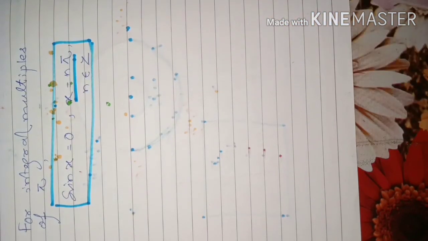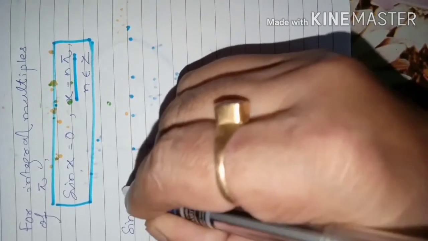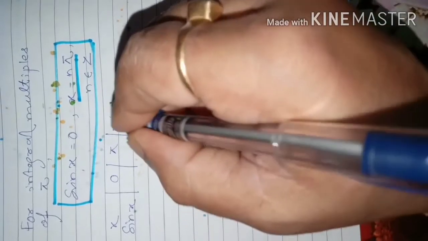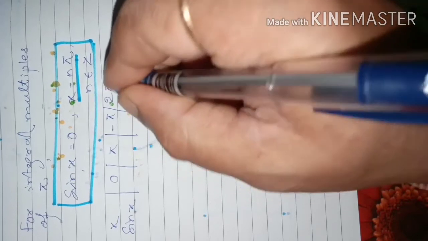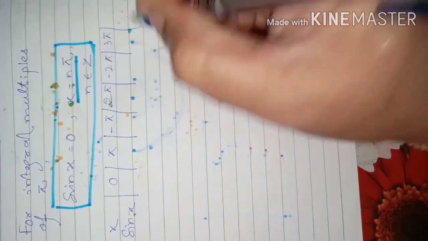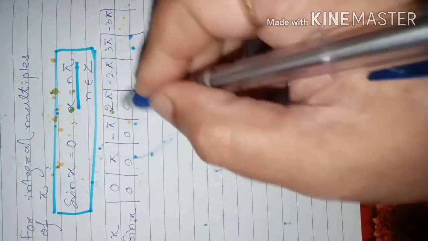Got the idea, students? Suppose I ask you to write the values of sin x for x equal to 0, pi, minus pi, 2 pi, minus 2 pi, 3 pi, minus 3 pi. Sin 0 is 0. Sin pi is 0. Sin minus pi is 0. Sin 2 pi is 0. Sin minus 2 pi is 0. All the time, 0.